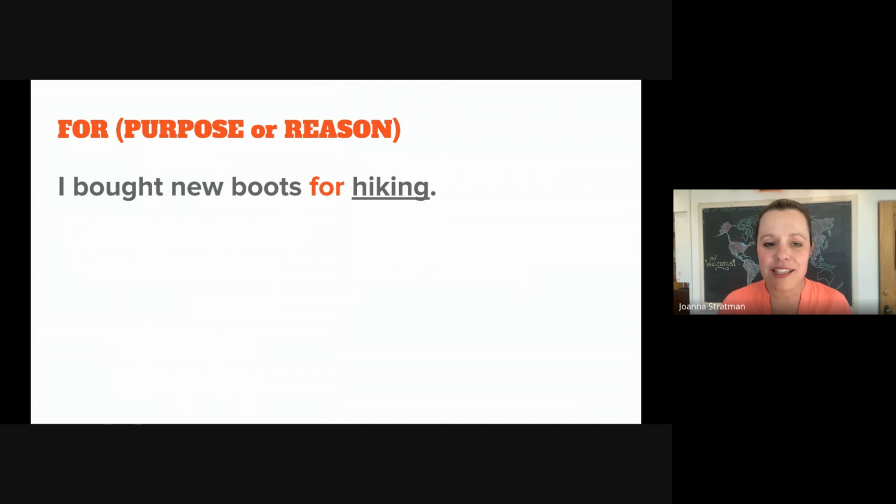I bought new boots for hiking. Hiking is a noun. It is a gerund. So we can say for hiking, but not for hike. Hike would be the verb form, and we want to use a noun. So I bought new boots for hiking.